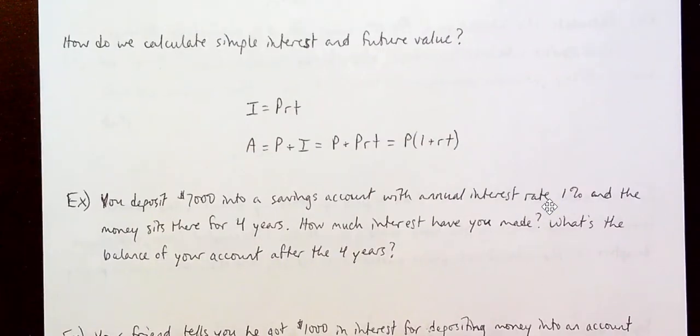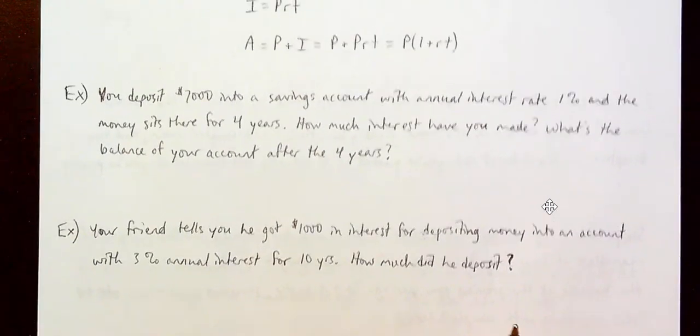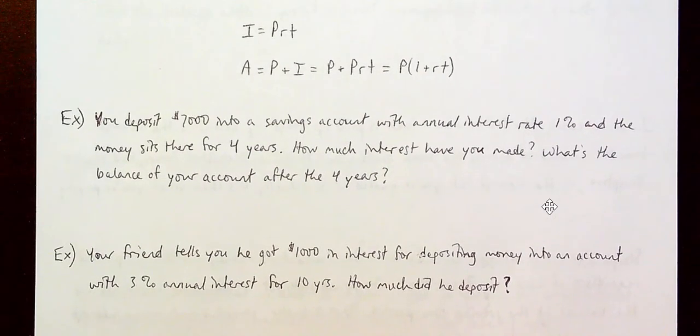So here's a couple quick sample problems. You deposit $7,000 into a savings account with an annual interest rate of 1%, and the money sits there for 4 years. How much interest, simple interest, have you made, and what is the balance of your account going to be after those 4 years?